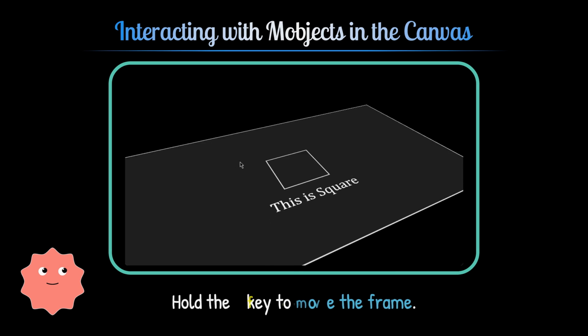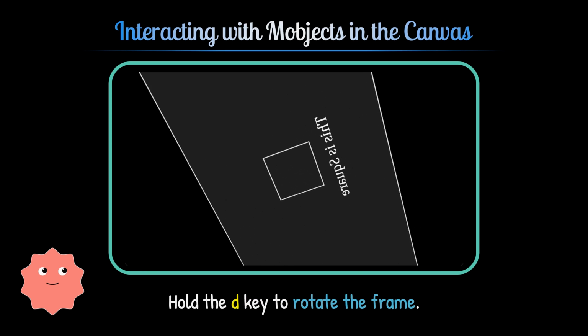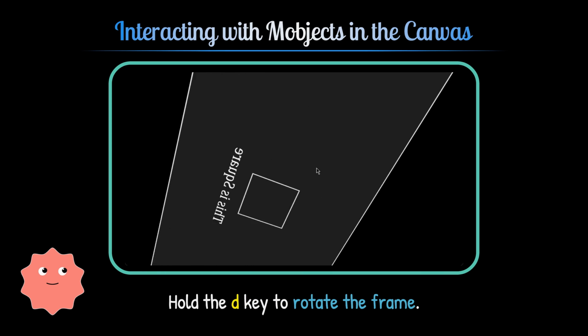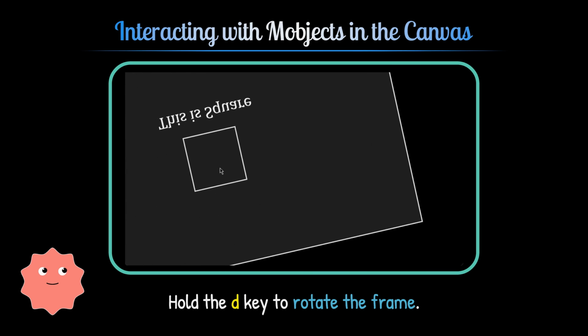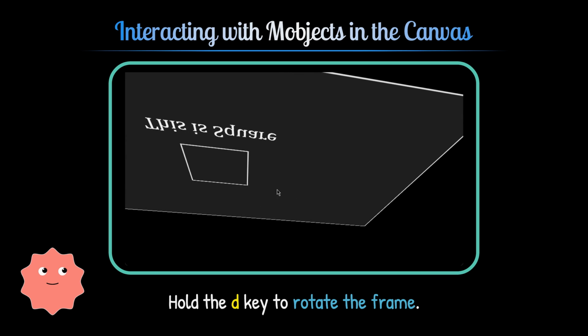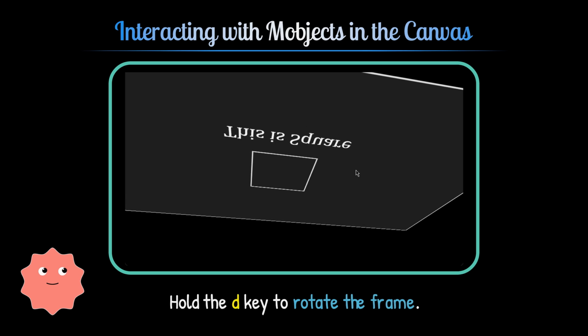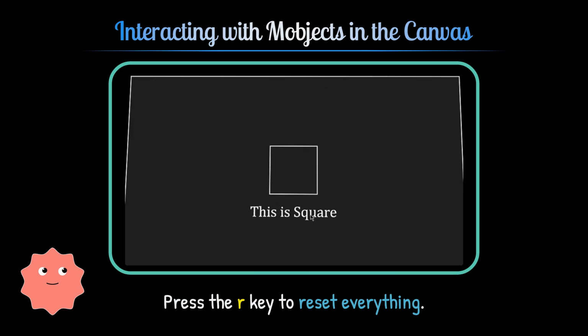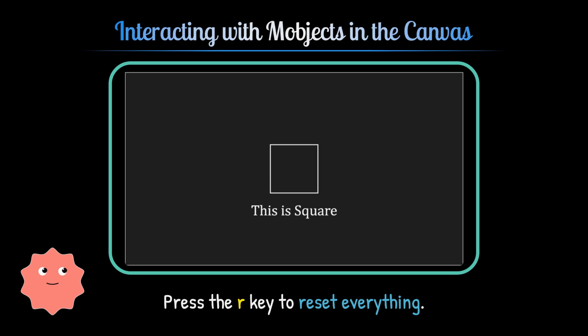Additionally, I have the flexibility to rotate the frame by holding the D key and moving the cursor. I think I have distorted this too much. Let me just reset everything by pressing the R key. Nice, right? Let's imagine another scenario.